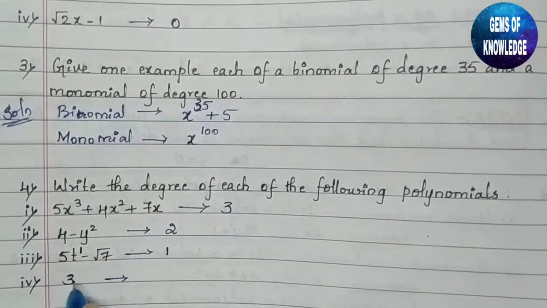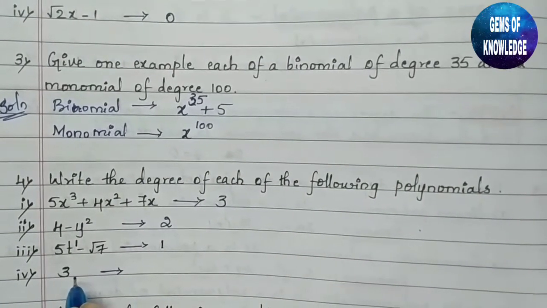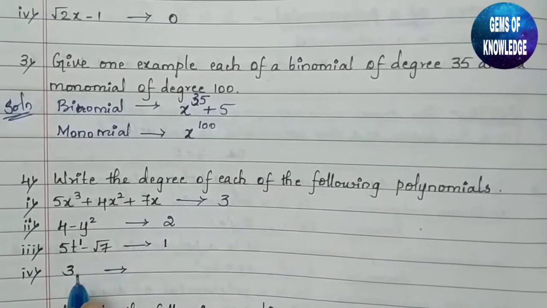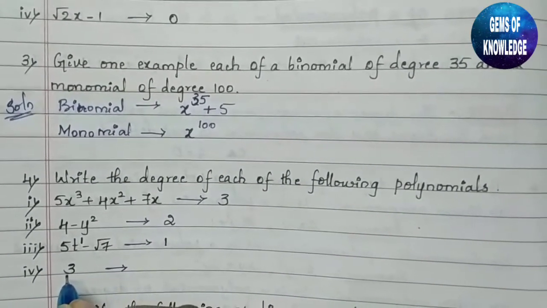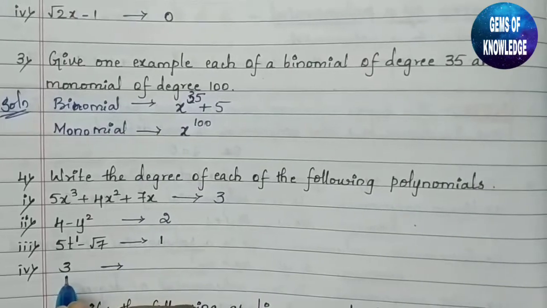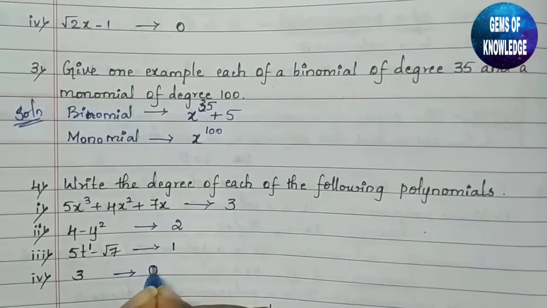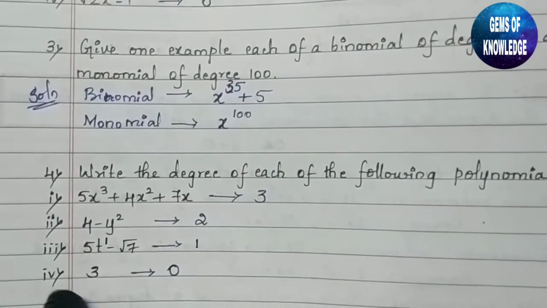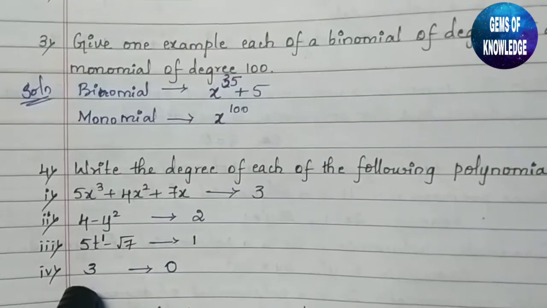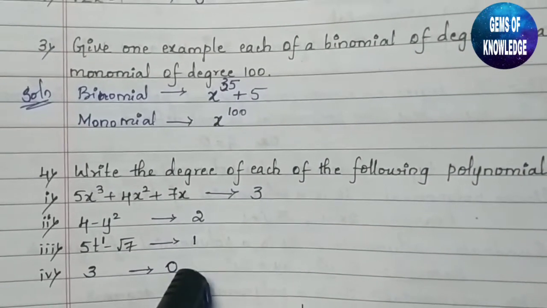Next, you can see there is no variable present here. Okay, so as I have told you in the note part, just now in this video itself, that any non-zero constant polynomial will always have a degree 0. I hope you remember that. So it is any constant term which is non-zero, any number, the degree will always be 0.